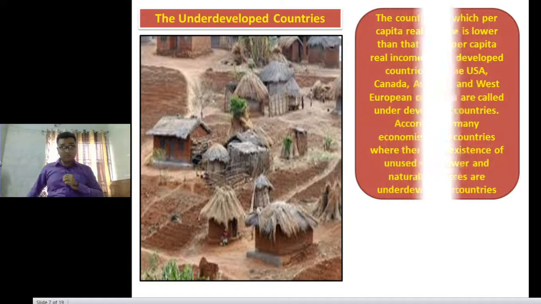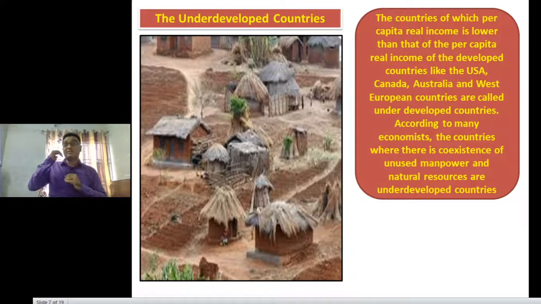Now I am going to show you some lines regarding the underdeveloped countries that will help you to understand them more smoothly. The countries whose per capita real income is lower than that of the developed countries like the USA, Canada, Australia, and West European countries are called underdeveloped countries. According to many economists, the countries where there is coexistence of unused manpower and natural resources are underdeveloped countries.